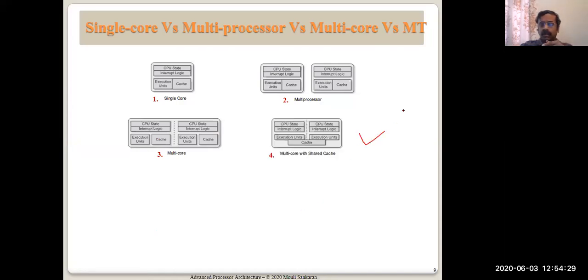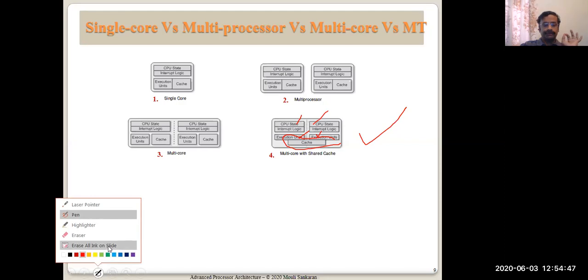Now this is what you normally see. Multiple cores, execution units, but they don't have a cache inside them. They share a cache outside. Okay. This is multi-core with a shared cache. They don't have an individual memory for each of the cores.